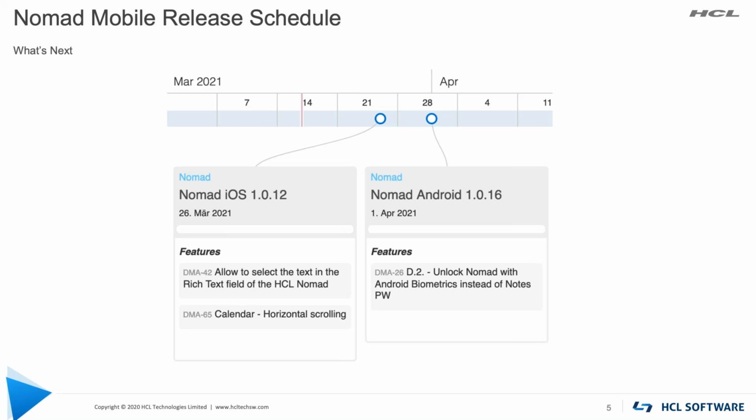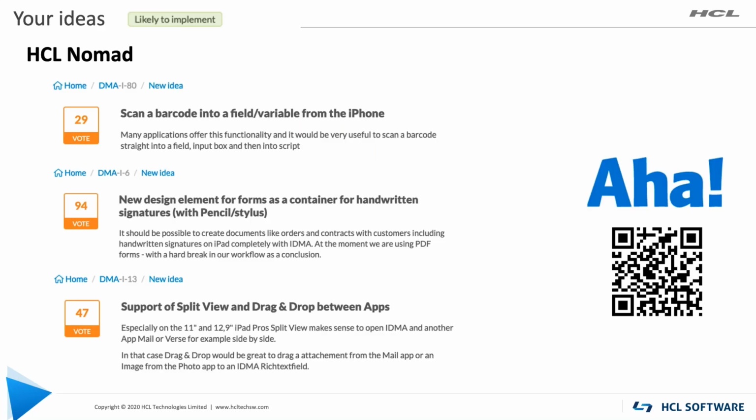And this is a call to action. If you are missing a feature, or if you would like to propose an idea on how to improve our product, please go to our ideation blog, to our AHA board, and add your idea or rank for an existing idea so that we can take it into account.